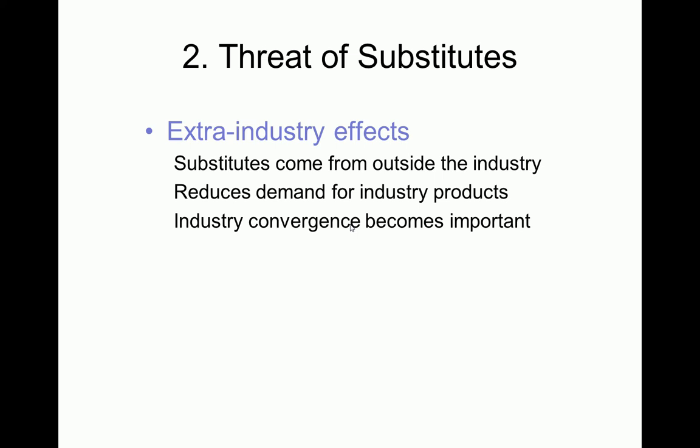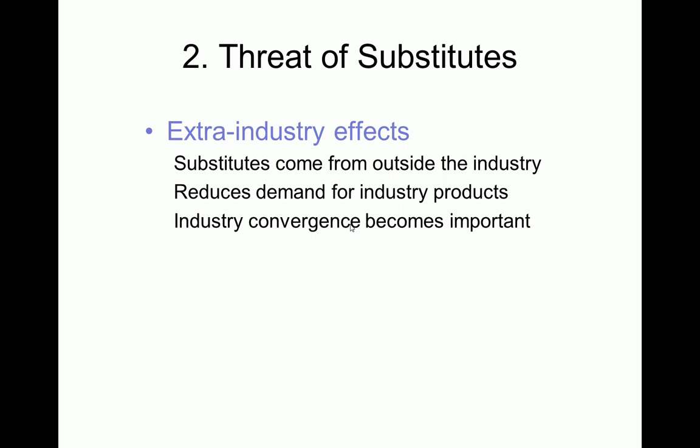Substitutes cause the problem that they reduce demand for the industry products, and therefore they're reducing the size of the market, reducing potentially the volume of sales available to the incumbents. So that has a knock-on effect that starts to reduce the level of profits and profitability which any particular firm can earn.